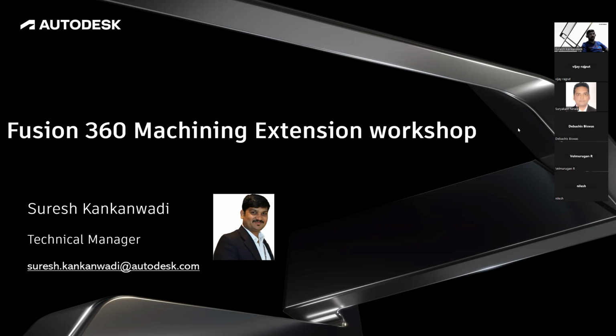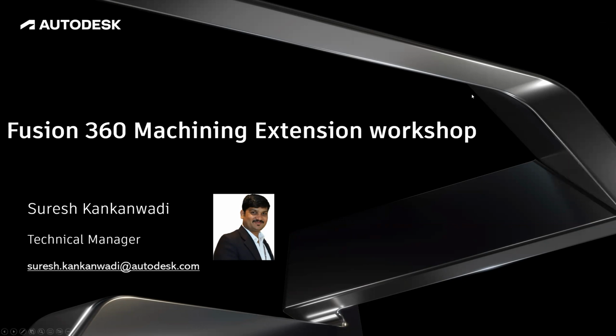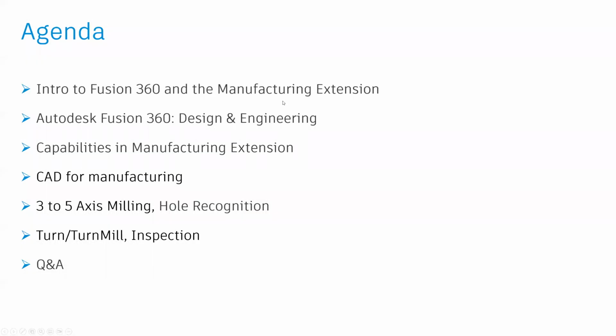And today the agenda, as you can see, is to cover the introduction of the power, like what the manufacturing extension in Fusion 360 is, and covering the design a little bit, not much deeper. I just want to explain a little bit on the design side, what tools are available. Then more on the capability of the Fusion 360 extension, as well as CAM for manufacturing, mainly covering the 3 and 5 axis toolpaths on the milling side, as well as hole recognition, turning, turn mill and inspection. These are all the options I'm covering.